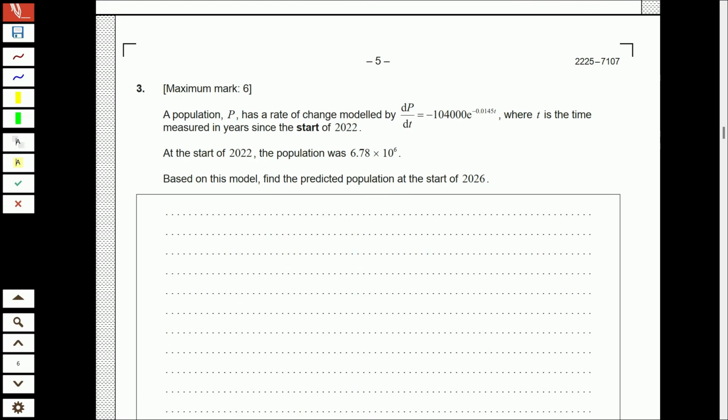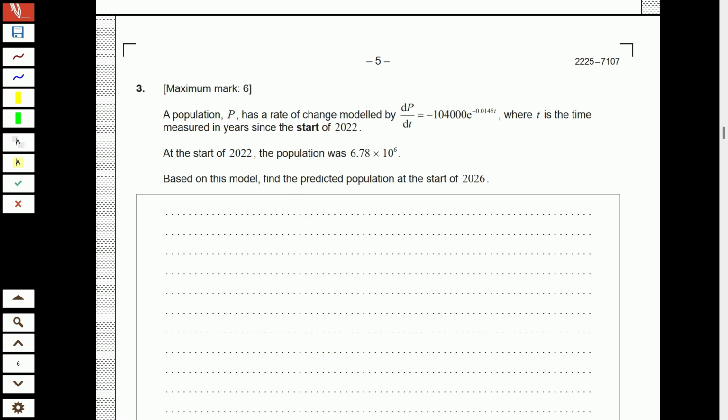Question 3. A population P has a rate of change modeled by dP/dt equals minus 104,000 times e to the power of minus 0.0145 times t, where t is the time measured in years since the start of 2022. At the start of 2022, the population was 6.78 times 10 to the power of 6. Based on this model, find the predicted population at the start of 2026.